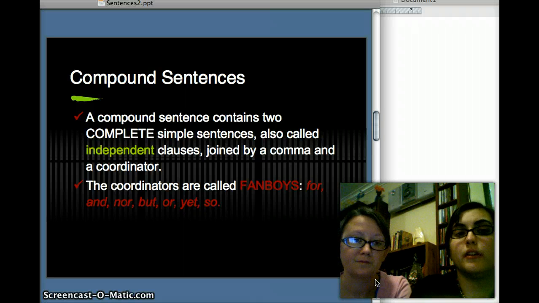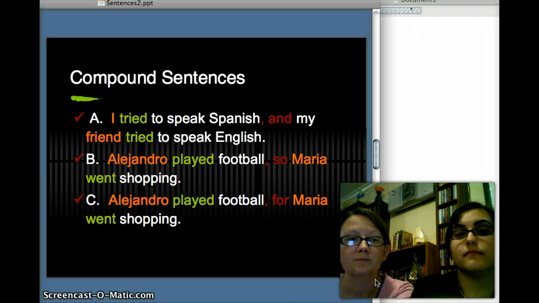Right. So a compound sentence contains two complete simple sentences, also called independent clauses, joined by a comma and a coordinator. Independent means they can stand alone. So we have two sentences, each a subject and verb that can stand alone, joined together by a comma and a coordinator. And each of these sentences needs to be a complete sentence if you're going to use a comma and a coordinator. And your coordinators you should know as fanboys. For, and, nor, but, or, yet, so. Okay, so here are some examples.